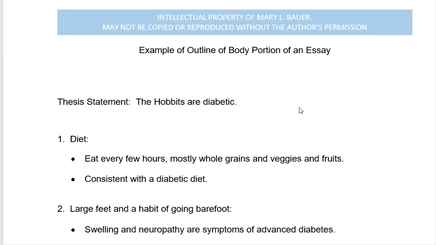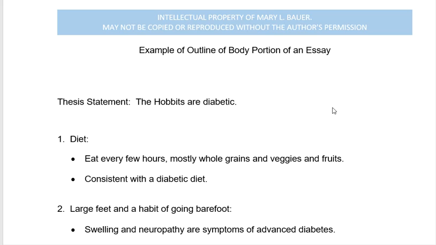I'm going to start the body portion of my paper by focusing first on the diet of the hobbits, which is actually kind of amusing. They eat every few hours. They have breakfast, and then they have second breakfast, and then they have lunch, and so forth throughout the day. This is very consistent with a diabetic diet. Dietitians recommend that diabetics eat 3 meals a day plus 3 snacks. So we see a commonality there.